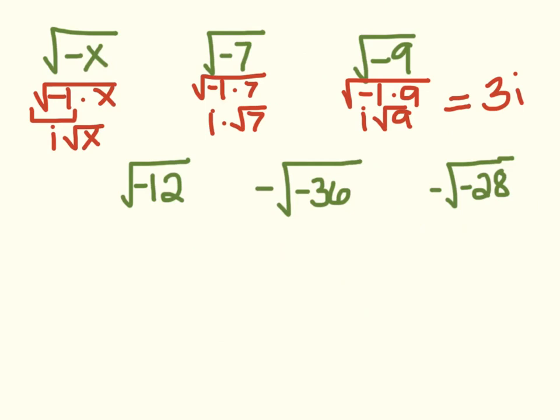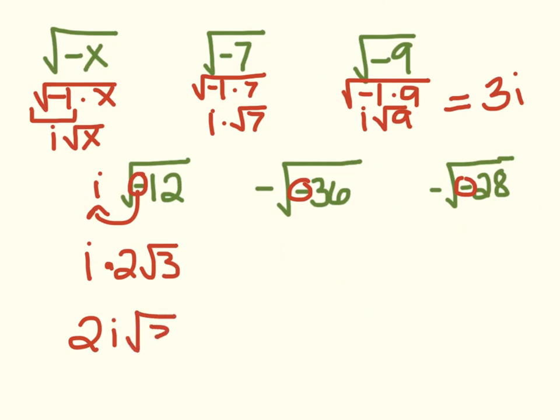Square root of negative 12. Basically, whenever you see a negative in here, I'm going to stop saying square root of negative 1, I'm just going to pull it out and turn it into the letter i. You see that? So I have i times the square root of 12. Make sure you reduce your radical, simplify your radical, and that would be 2 root 3. So we would say 2i root 3.